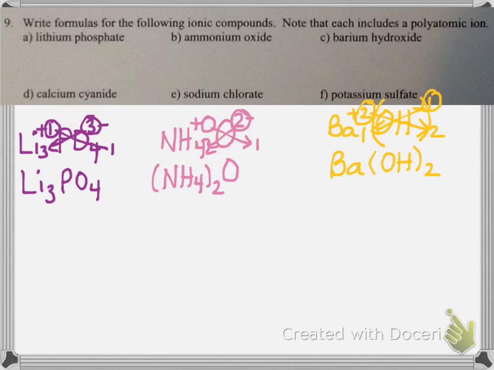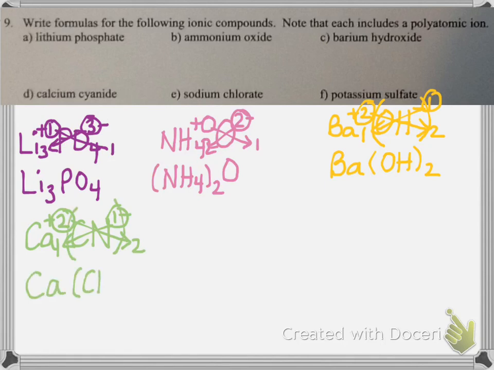Calcium cyanide. Calcium's in group 2A, so it can lose 2 or gain 6. It's going to lose 2, so it gets a charge of positive 2. Cyanide's on the first page. It's CN with a charge of negative 1. I crisscross down. I'm going to need parentheses because I want 2 cyanides. So this is Ca(CN)2.